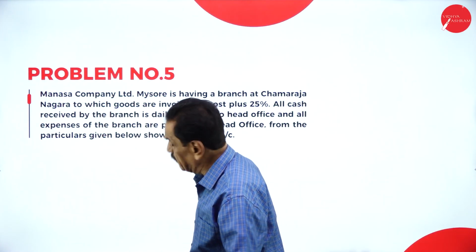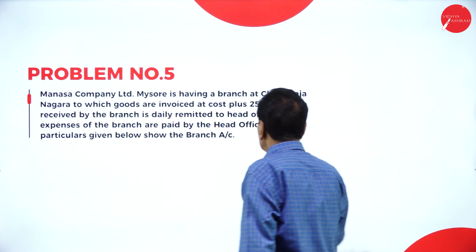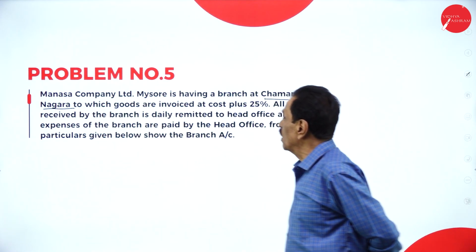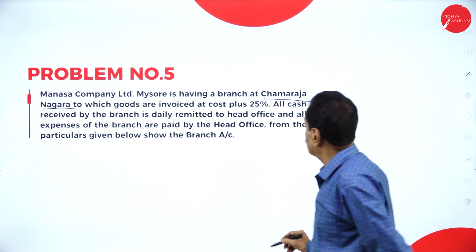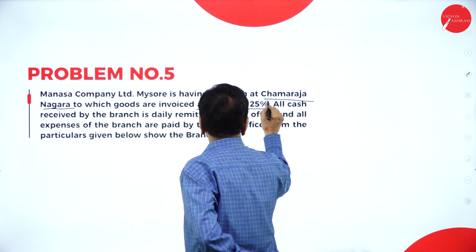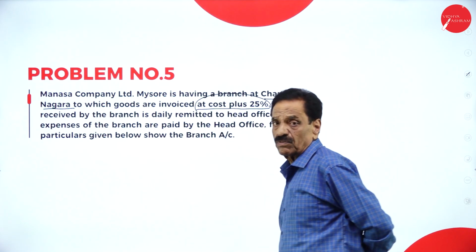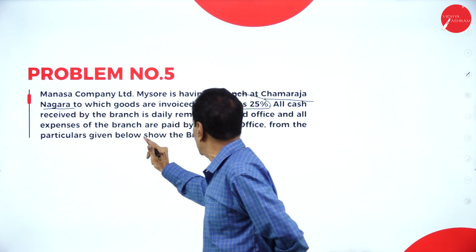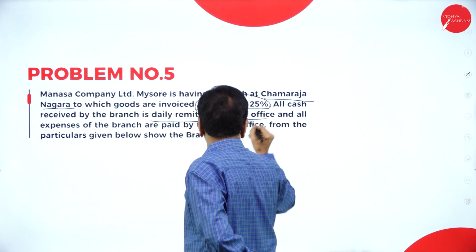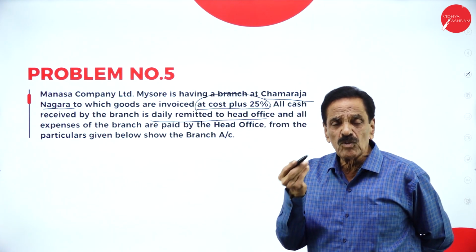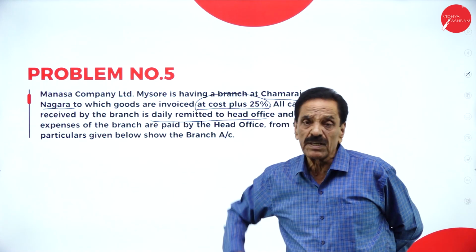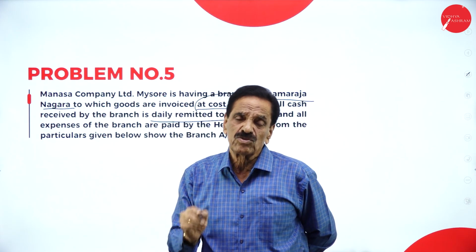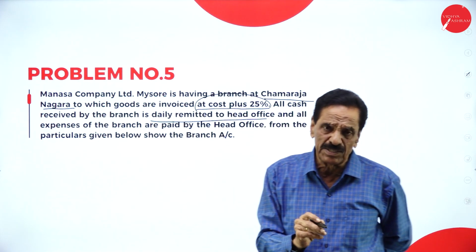Manasa Company Limited, Mysore, having a branch at Chamarajanagar, to which goods are invoiced at cost plus 25%. This is important: at cost plus 25%. All cash received by the branch is daily remitted to head office. It means that whatever amount we receive every day should be remitted to head office. They should not retain the cash. So this is the principle of the branch account.